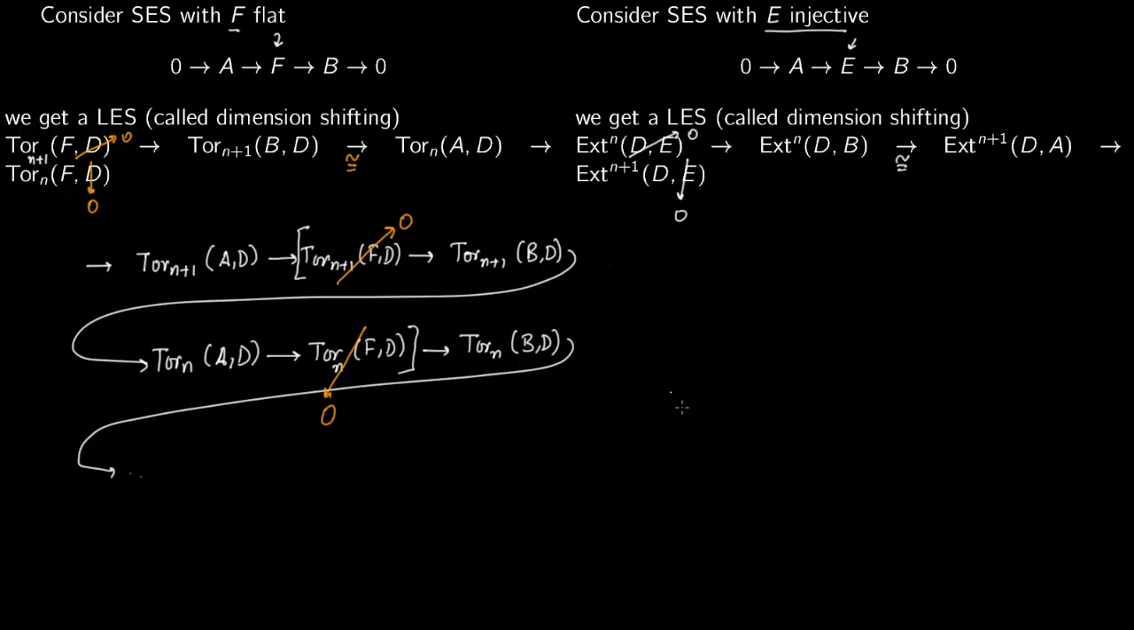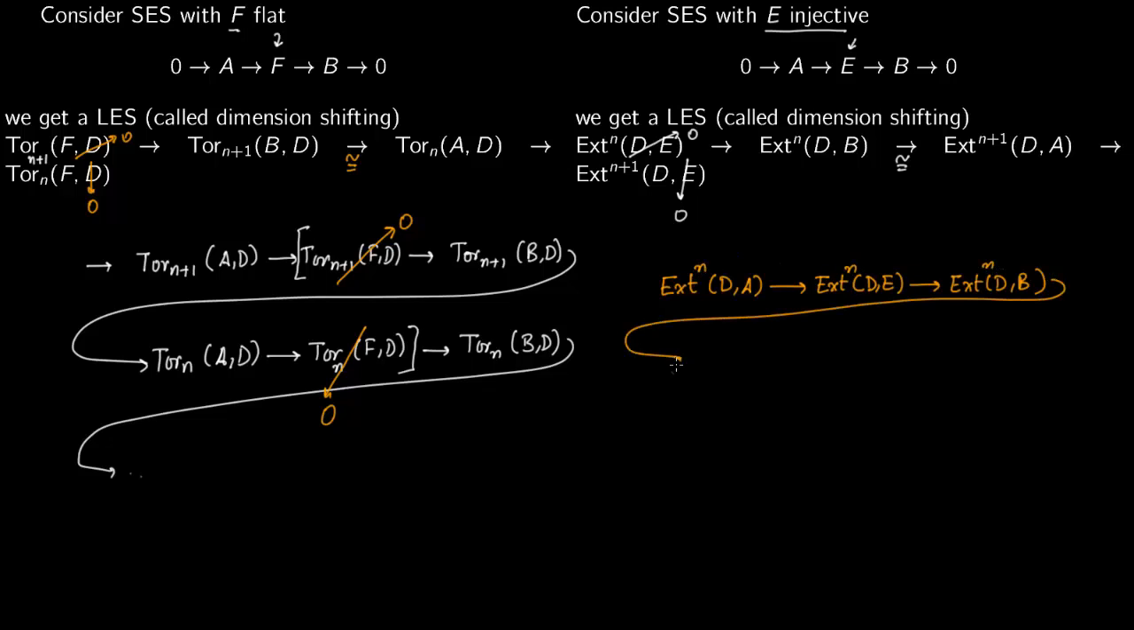So let us try to write this sequence down. You have the sequence like this, Ext of, now we are using a covariant functor here. So you have Ext of D comma A, it's going to Ext of D comma E, Ext of D comma B. So this is, say, n. Since this is the Ext group, it will increase in number, Ext n plus 1 of D comma A, Ext n plus 1 of D comma E. You have Ext n plus 1 of D comma B, and so on.